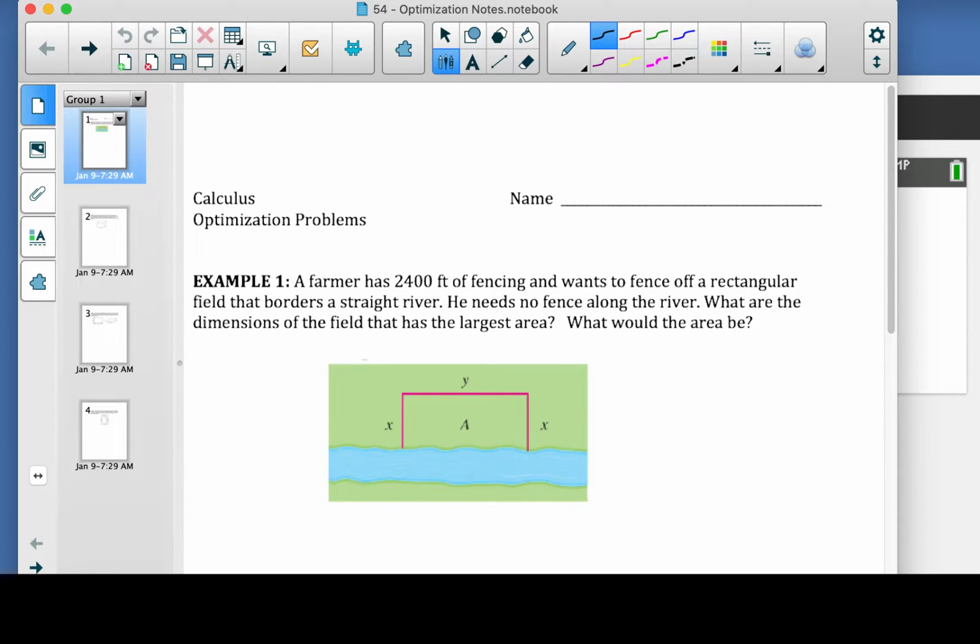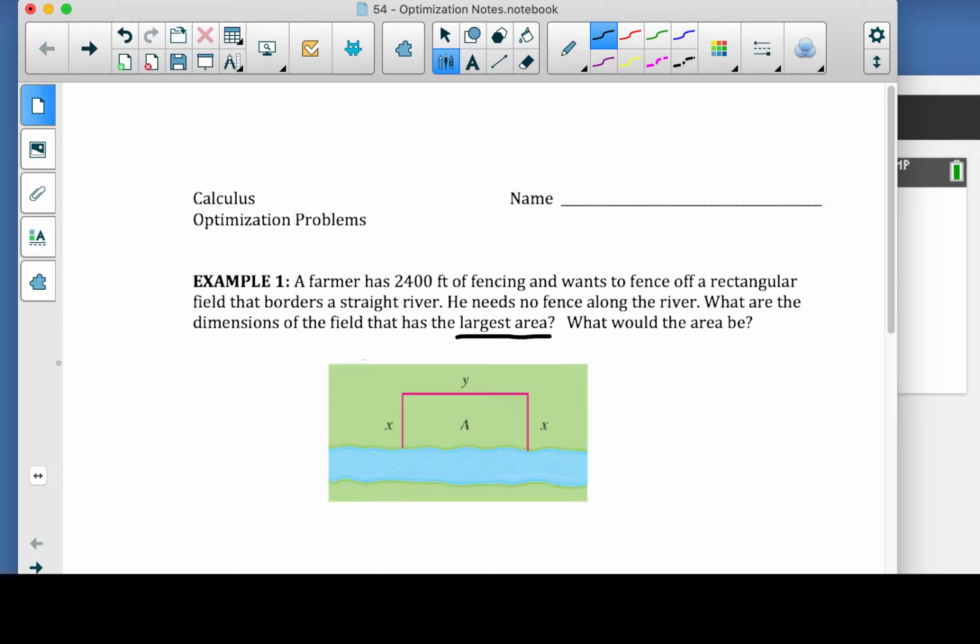He doesn't need to fence along the river, so you'll notice we have two x's and a y, which also could be labeled as width and length if you'd rather do that. But I think x and y is good, especially because we are going to be doing derivatives. What are the dimensions of the field that has the largest area? So optimization is another way to talk about maximum or minimum.